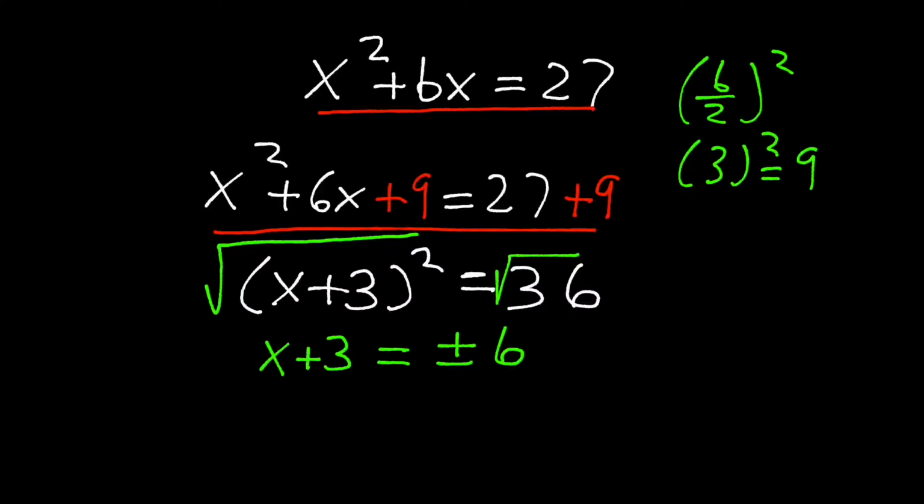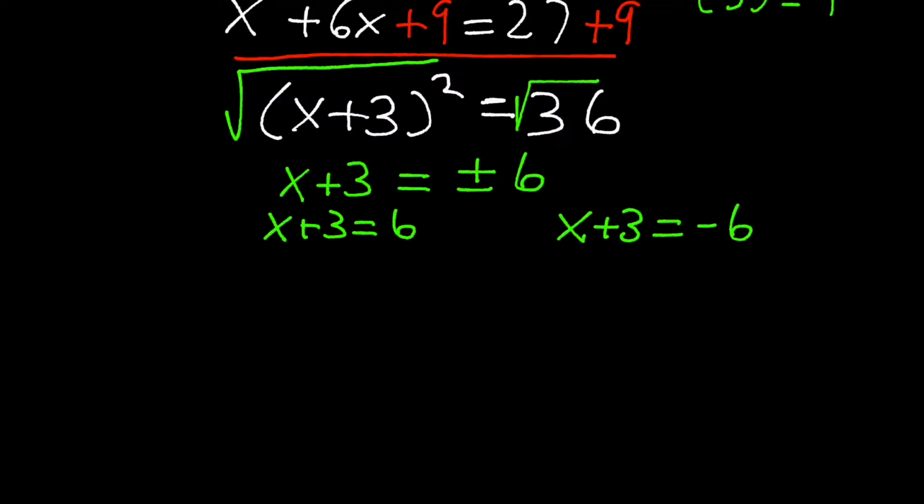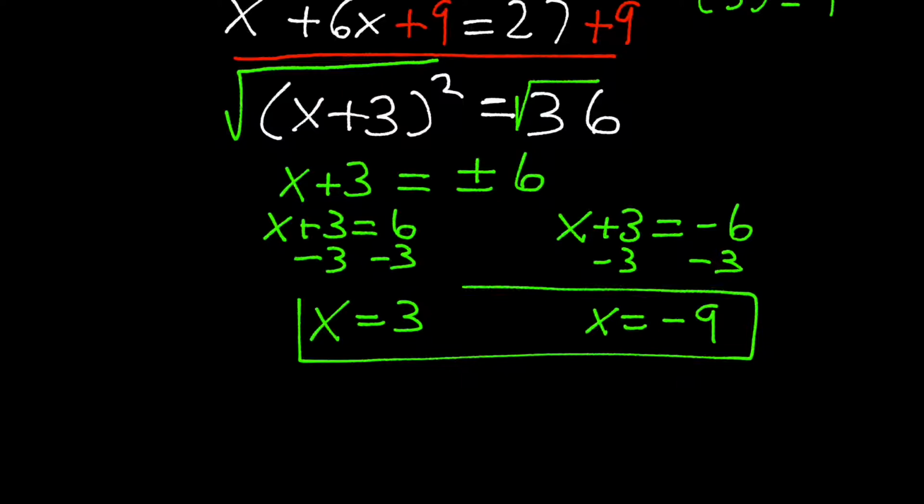And now we are going to solve. X plus 3 equals 6, and x plus 3 equals negative 6. Subtract 3 from everything on both equations, and our roots or our zeros are x equals 3 and x equals negative 9. And we have successfully solved our roots. This is a long problem, but we were able to make it through it.